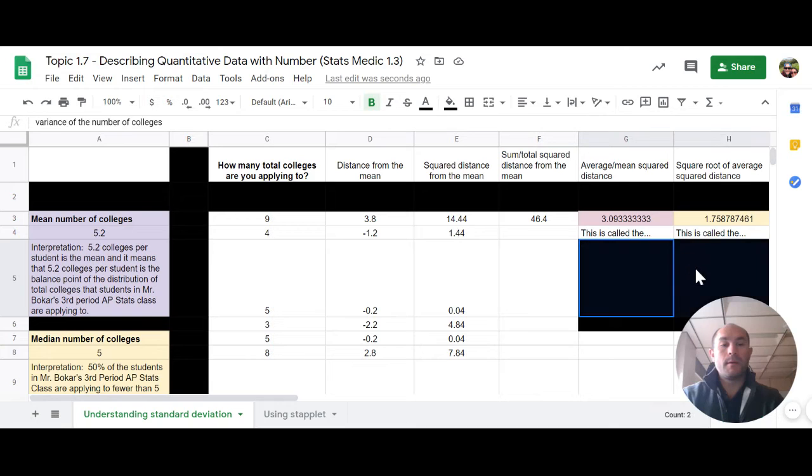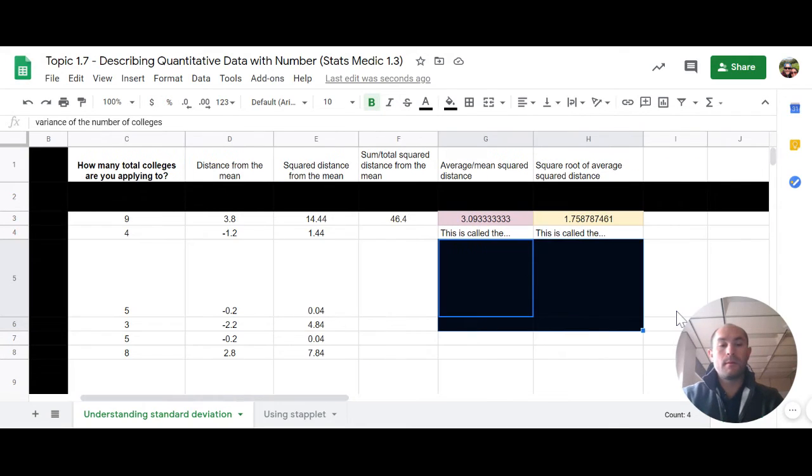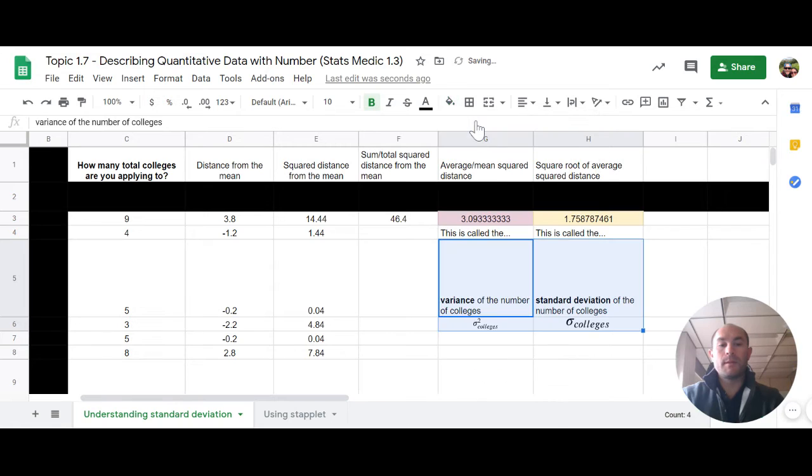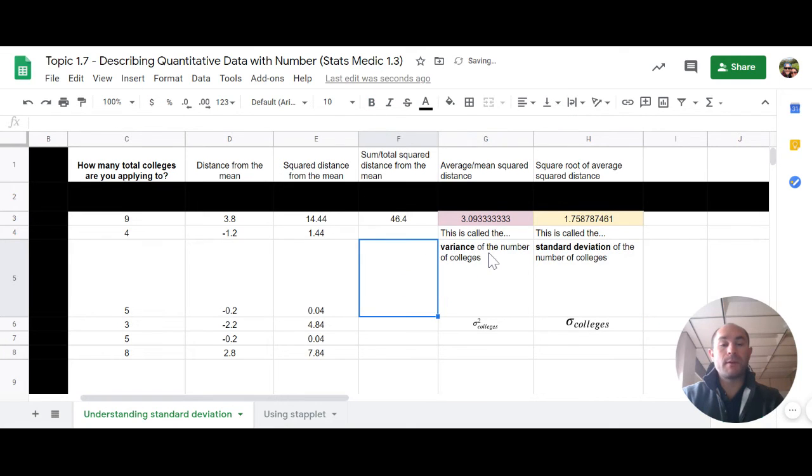This number, the average squared distance, is called the variance of the number of colleges, and it's in units squared. This is called the standard deviation, the number of colleges. So the square root of the variance is called the standard deviation. We usually use the Greek letter sigma to represent the standard deviation, and the variance is sigma squared, which makes sense because we take the square root to go from one to the other and vice versa.